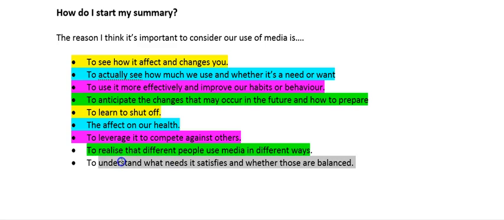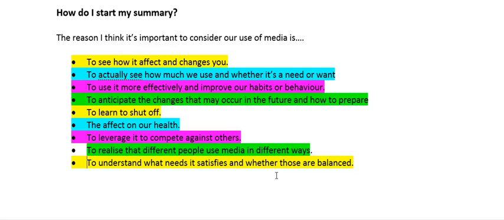And then linking back to the uses and gratifications theory, we can also look at these patterns, looking back over everything. The reason it's significant is it helps us understand what needs are being satisfied and whether those needs are actually in balance. According to the uses and gratifications theory, we use media for 5 needs.